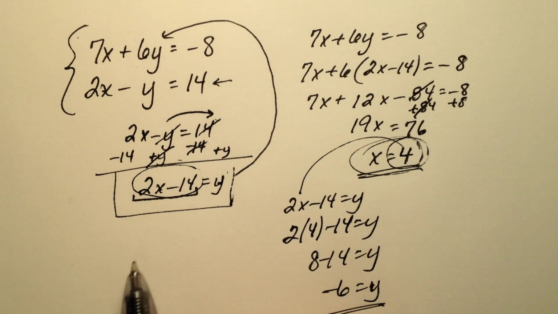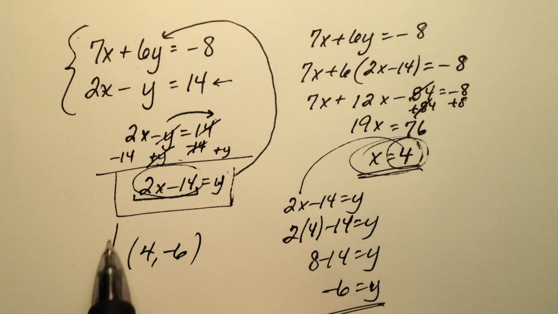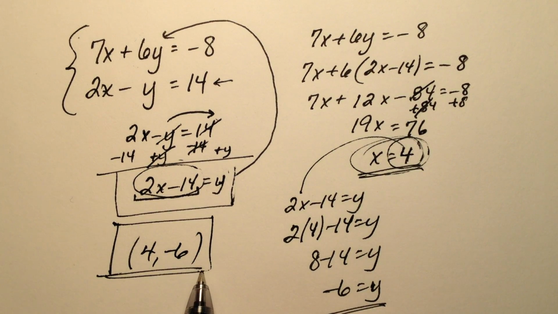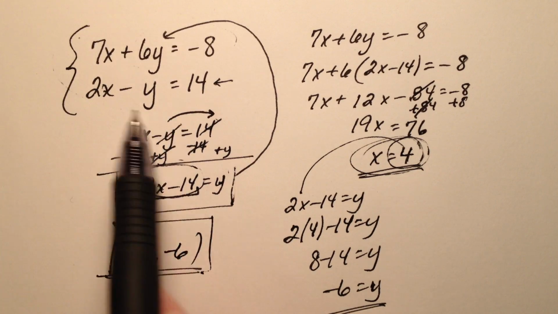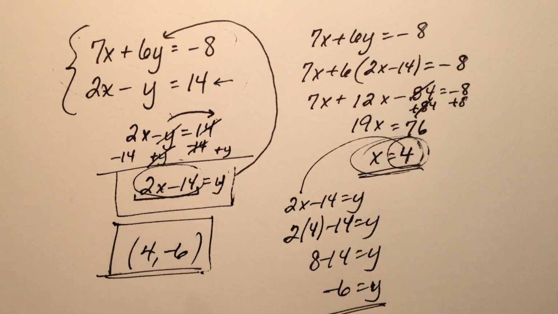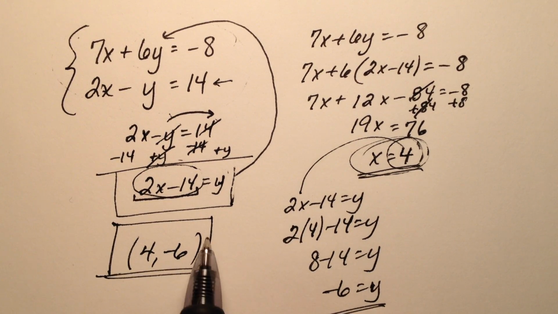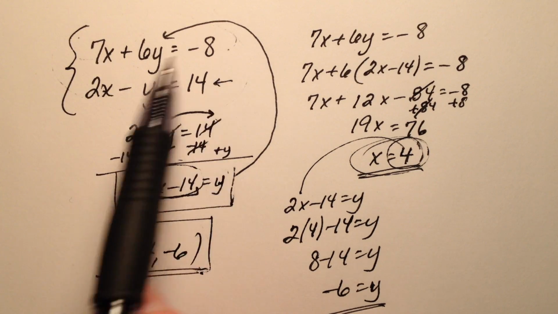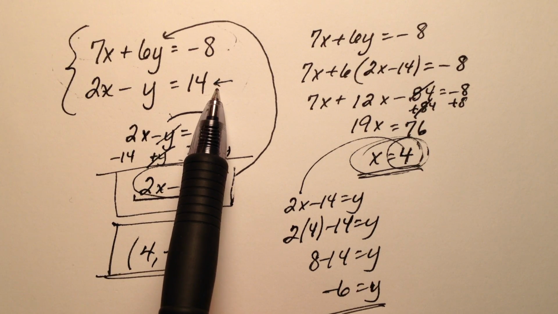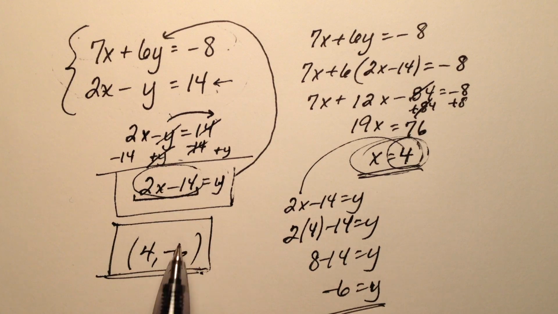So I have an ordered pair now. My x value is 4. My y value is -6. And this is the solution of this linear system, and I found it using substitution. So again, what this means is, if I was going to graph these two equations, I would notice that they have a single point of intersection, and that point of intersection is the ordered pair (4, -6).